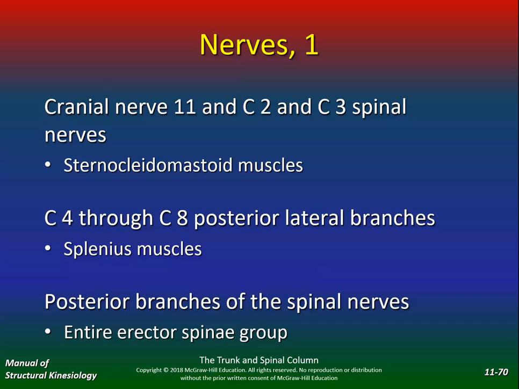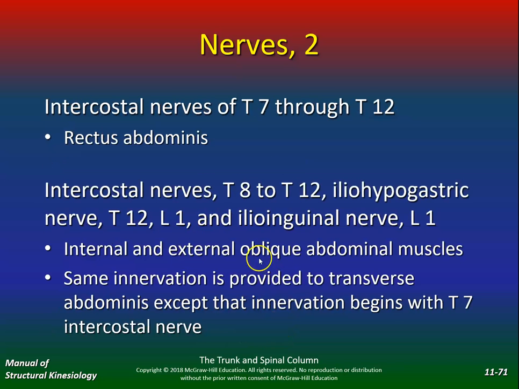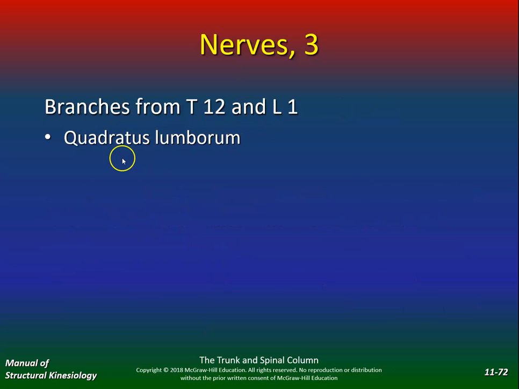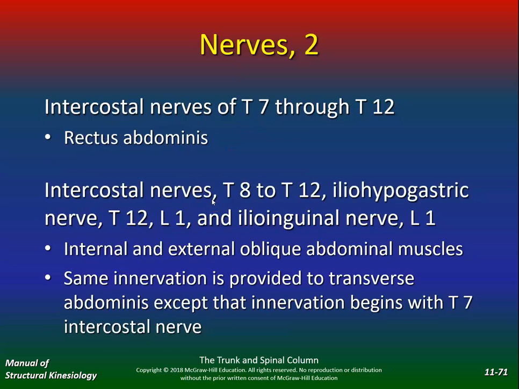All right. Now the nerves: you've got cranial nerve 11 and C2, C3 nerves, sternocleidomastoid muscles, C4 through C8 posterior. You've got the splenius muscles, posterior branches of the spinal nerves, entire erector spinae group. You've got intercostal nerves of T7 through T12, that does rectus abdominis. Intercostal nerves T8 to T12, iliohypogastric, internal and external obliques, okay. Branches from T12 and L1, quadratus lumborum. So going back and studying for the exam, you just want to know which nerves innervate what.